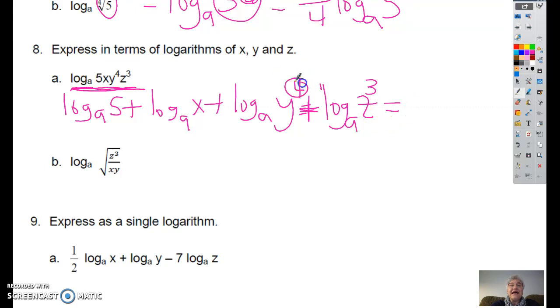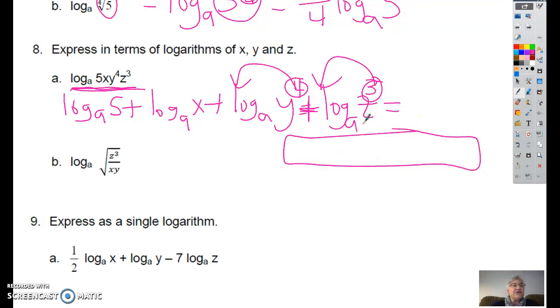And then since I have exponents that need to be moved to the front as coefficients, I have one more step for my final answer to 8A. Log base A of 5 plus log base A of x plus 4 times log base A of y. Oh, this is supposed to be A. Come on, pen. Plus 3 times log base A of z.